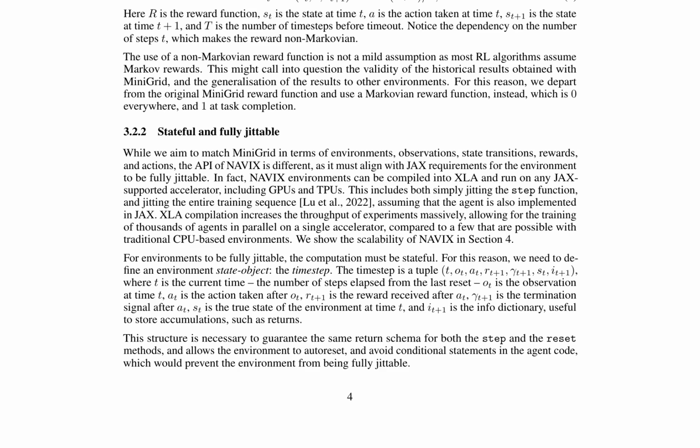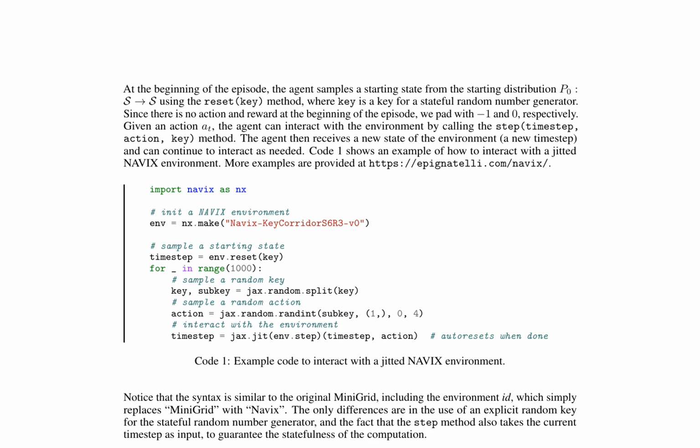The agent interacts with the environment using the "step" method, which takes the current time step and action as input, and returns a new state of the environment. The agent can also sample a starting state from the starting distribution "P0" using the "reset" method. The environment is designed to be stateful, with an explicit random key used for the stateful random number generator.